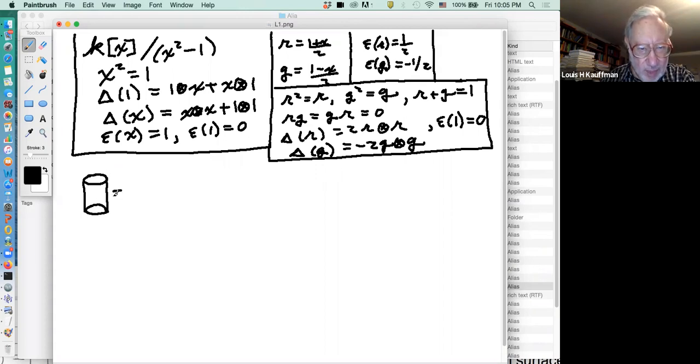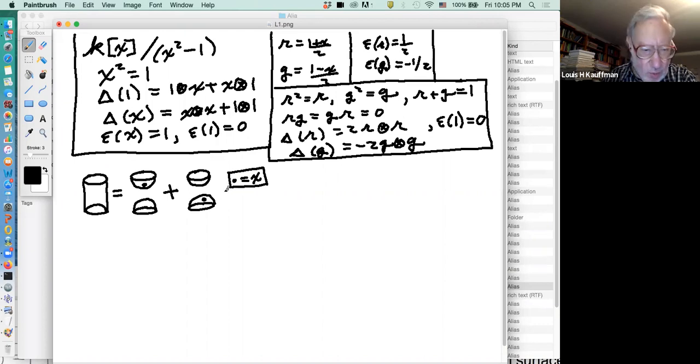So the tubing relation is this, right? But the dot was X, right? That was how we identified it. So what is the dot then? What is X? And of course, we have that R minus G is X. All right. So that's what the tubing relation should mean, that you can cut a tube and then you would put a dot here or a dot here that's R minus G.